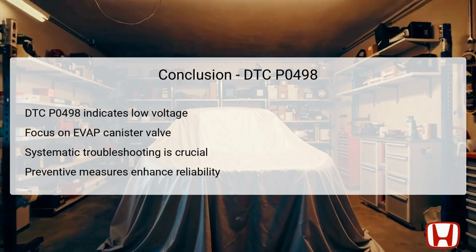The final verification process ensures that the repairs have not only resolved the fault, but also re-established optimal function of the evaporative system. Additionally, preventive maintenance measures can significantly improve reliability and reduce the likelihood of future emissions-related DTCs arising. Understanding the implications of DTC P0498 encourages prompt attention and systematic problem-solving, which ultimately contributes to the overall performance and efficiency of the Honda Civic.